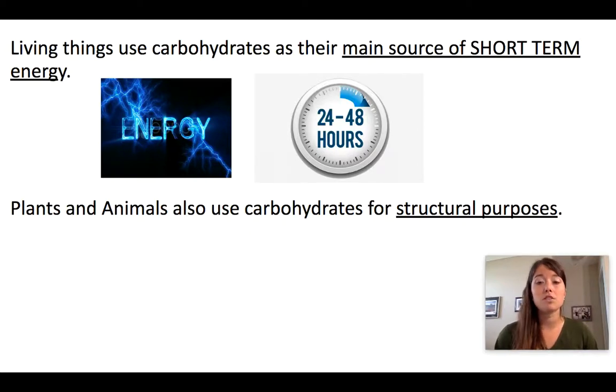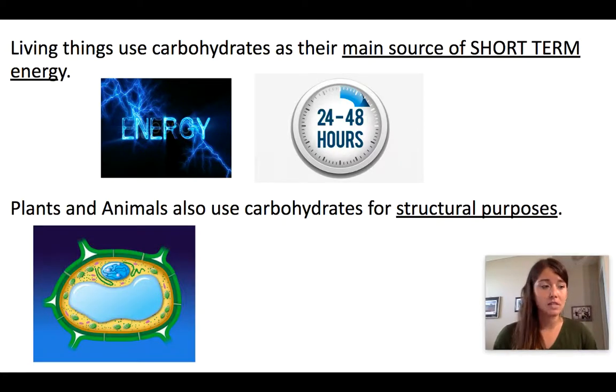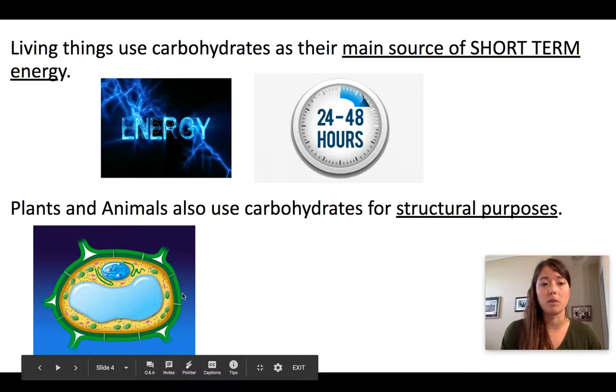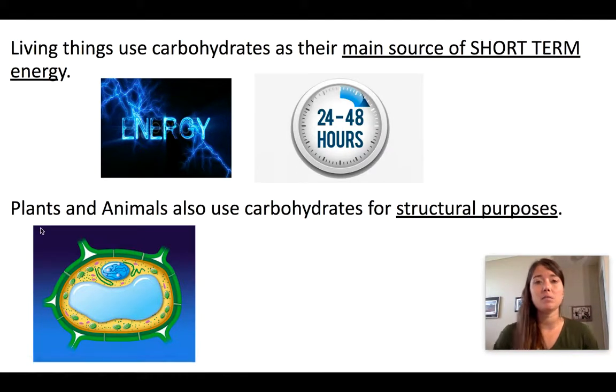Plants and animals also use carbohydrates for structural purposes. So with plant cells, we have the cell wall around the cell, which you can see I'm highlighting with my mouse there. And that's going to be made up of a polysaccharide called cellulose. So that's why when we eat our vegetables and our broccoli, that's going to be a polysaccharide because the cellulose is using structure in the plant cell wall for the broccoli.